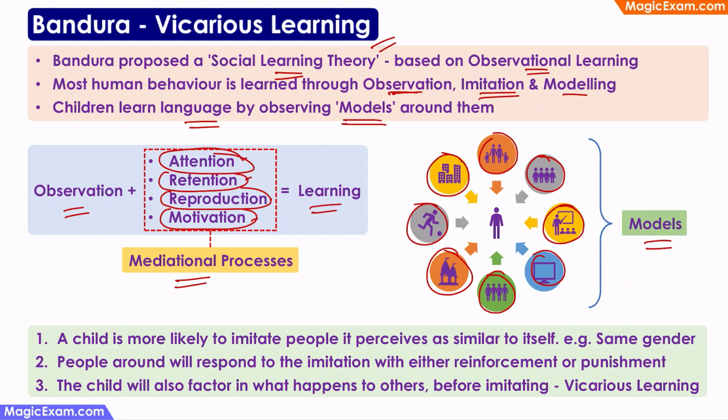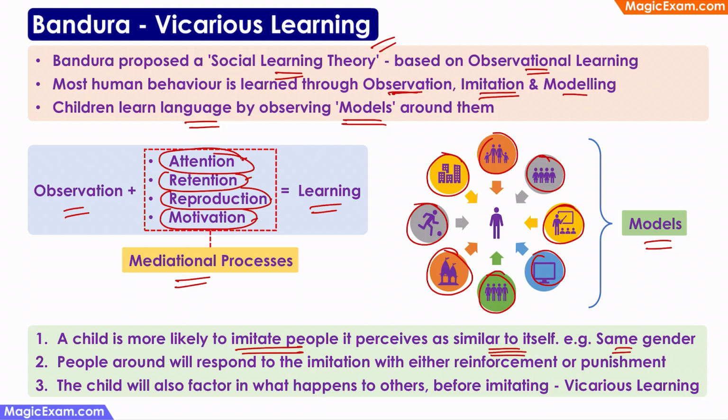Bandura also says that the child is more likely to imitate people it perceives as similar to itself. For example, same gender. Girls would like to imitate women or girls that they see, and boys are more likely to imitate men. If a boy thinks of himself as a good sportsman, then he might imitate other sportsmen. If a girl thinks she's a dancer or she wants to be a good dancer, then she might imitate other good dancers that she sees in the media. So that way, children are more likely to imitate people that they perceive are similar to themselves.